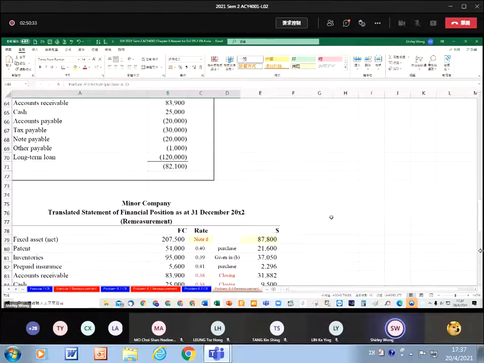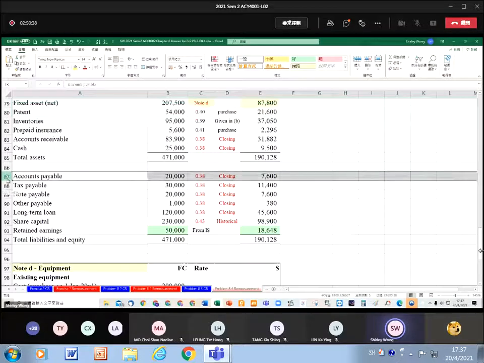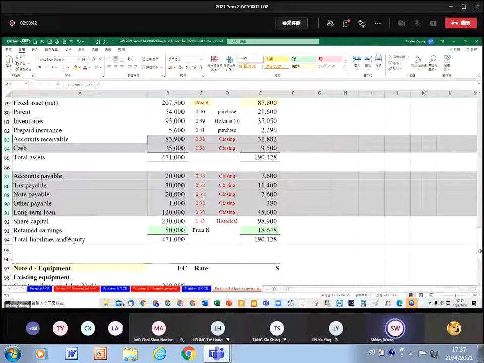So for the statement of financial position, all figures use the closing rate. So here we will use the closing rate for all monetary assets. And then for patent, newly purchased during the year, we have a rate. Inventory, we have a rate given in part B. Insurance, prepaid, newly purchased, we have a rate. And then share capital, we'll use historical rate, retained earning, we'll copy from the income statement.